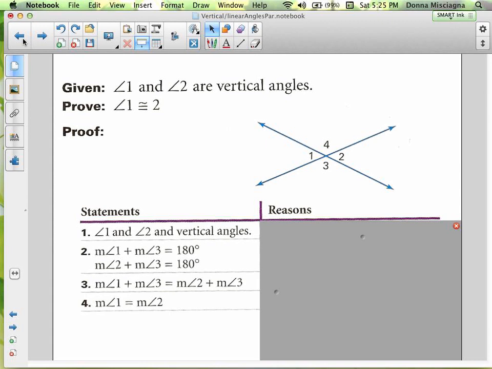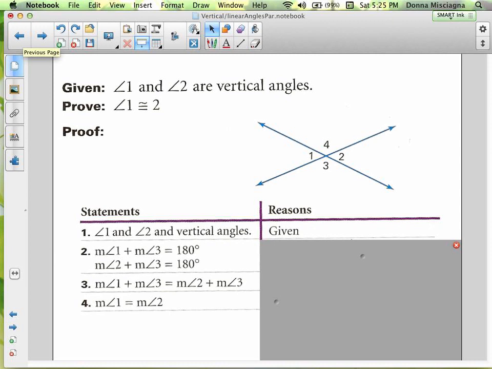All right, so angle 1 and angle 2 are vertical angles. Why might I say that? Is there anything on the page that gives this one away? I hope you have an answer in your head and you're trying to come up with an answer. If you were thinking given, you're right.